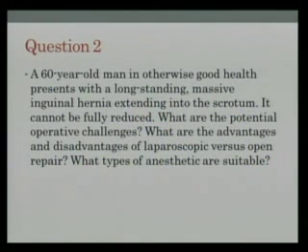Okay, 60-year-old man, otherwise good health, presents with a long-standing massive inguinal hernia extending into the scrotum. It cannot be fully reduced. What are the potential operative challenges? What are the advantages and disadvantages of laparoscopic versus open? What types of anesthetic are suitable?